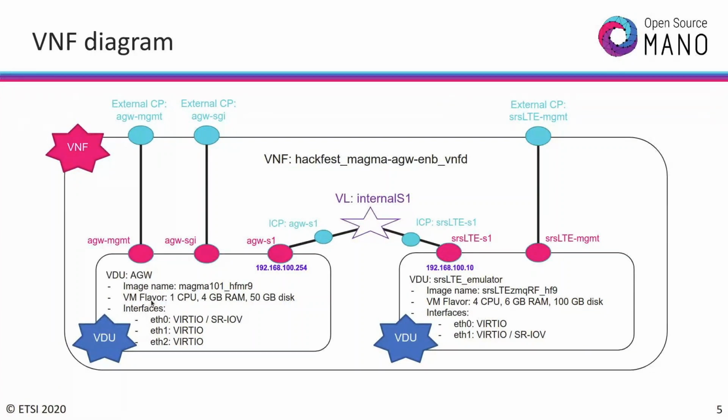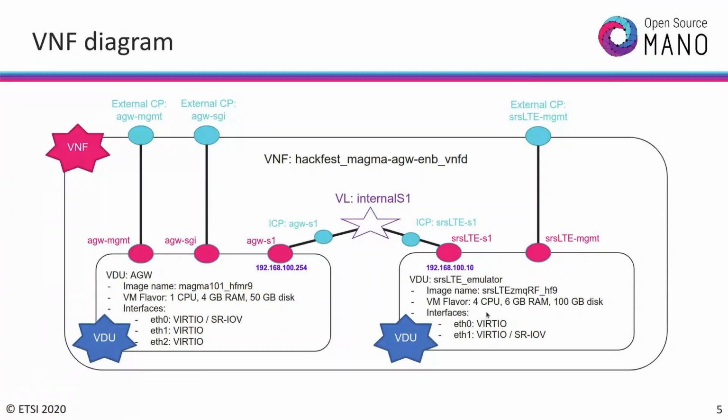It also specifies, we will need to specify a flavor. We will exactly need 1 CPU, 4 gigs of RAM, and 50 of disk. We will have 3 interfaces for each connection point. The one that may eventually change to SR-IOV to get more performance will be this one in the data plane. And the other ones will be just regular virtual interfaces for management and for internet.